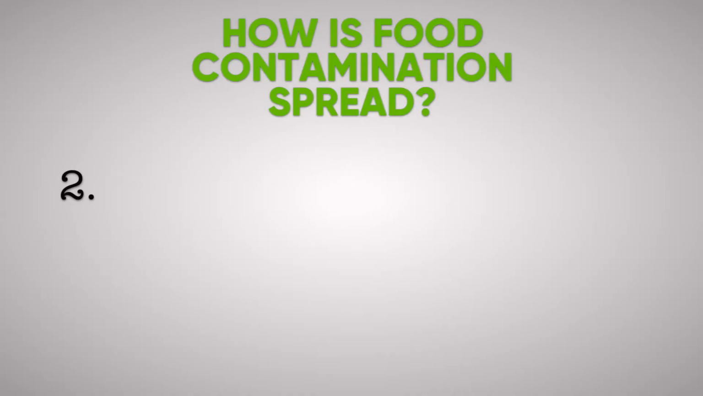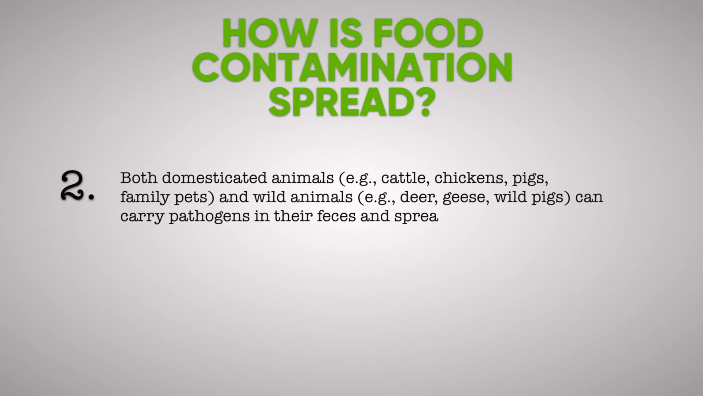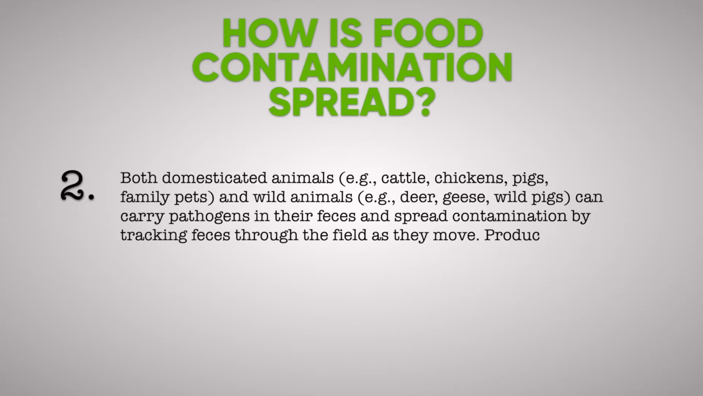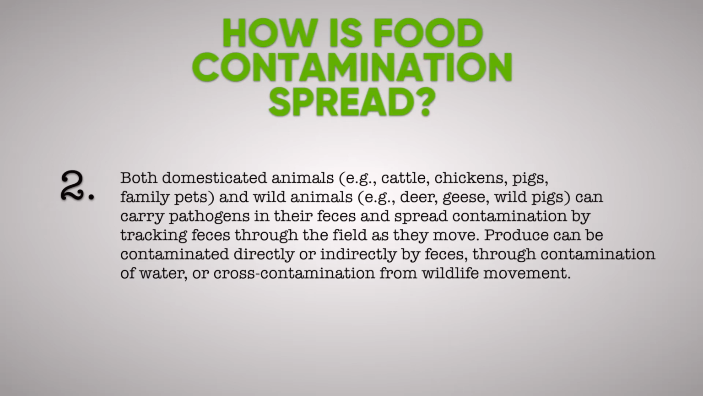Number 2. Both domestic animals and wild animals can carry pathogens in their feces and spread contamination by tracking feces through the field as they move. Produce can be contaminated directly or indirectly by feces through contamination of water or cross-contamination from wildlife movement.